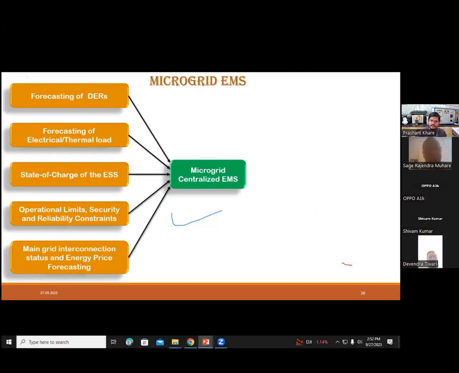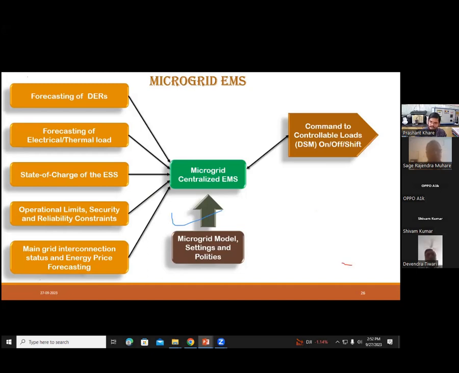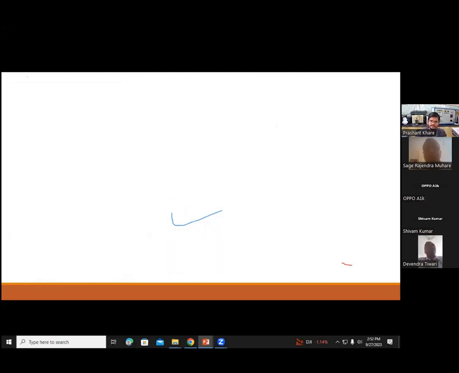Based on this, your microgrid centralized energy management system considers your microgrid model, whatever type of model you have, and then generates commands for your demand side management, meaning whether you have to switch on or switch off any load, or partially curtail any load. It also sets the points for DERs, meaning how a DER has to regulate its power output so that the frequency is stable, or in the case of DC, the DC bus voltage is stable. So this is the particular thing about the microgrid energy management system.